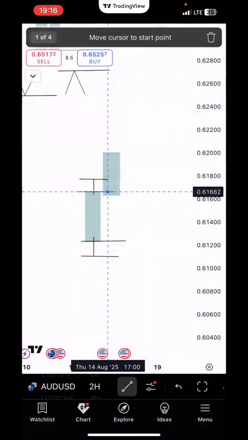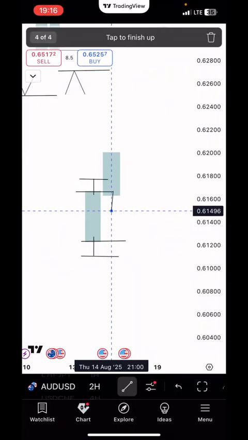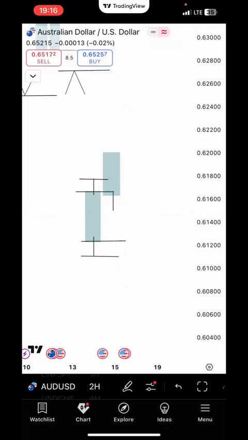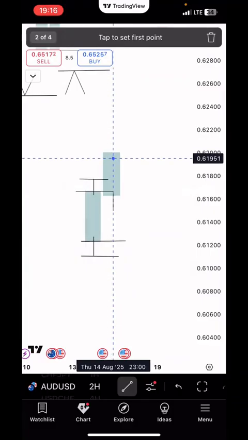So let's mark the other one. This is the wick of the candle. Just pay attention, you get it. It's very, very easy. This is the wick of the candle. Let's give it another wick.